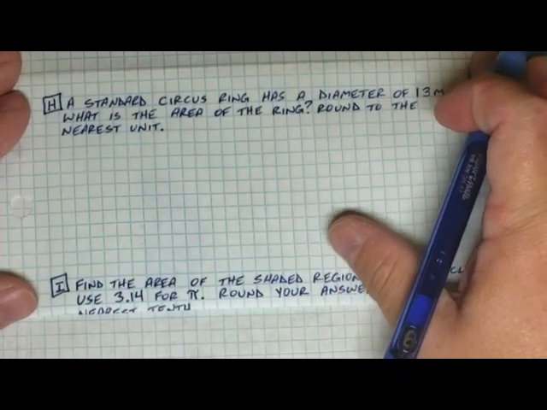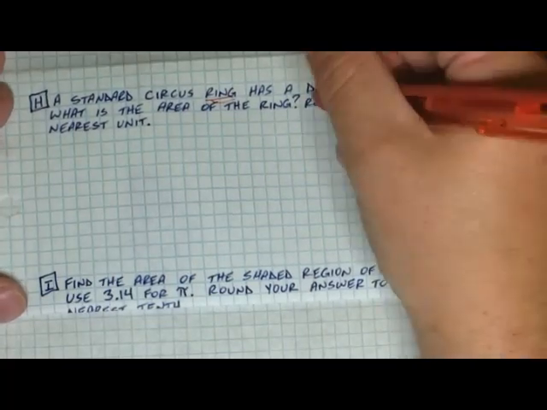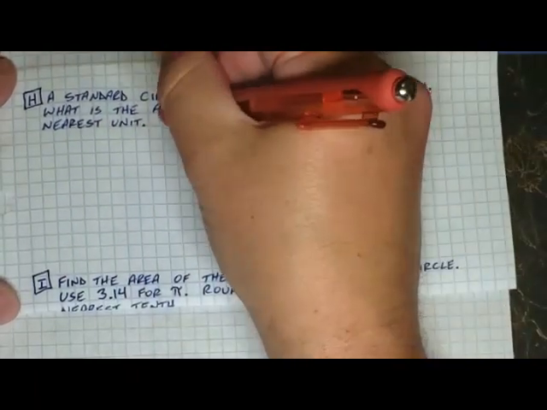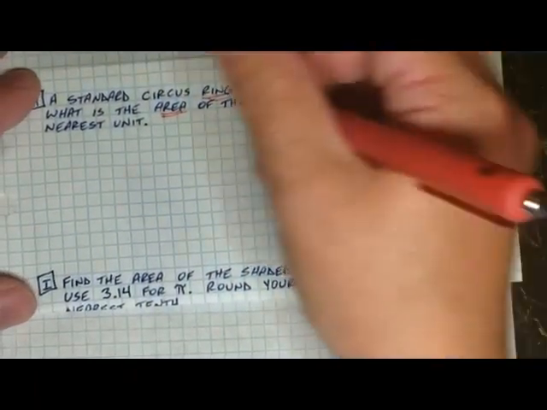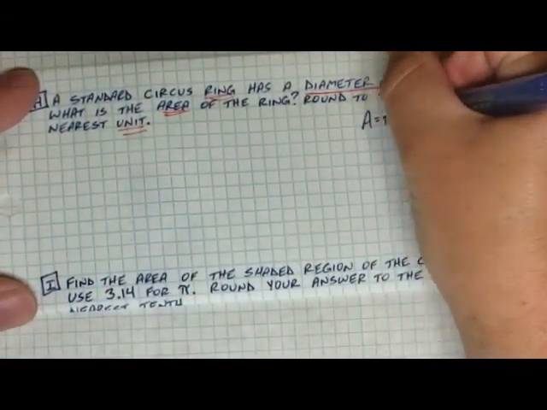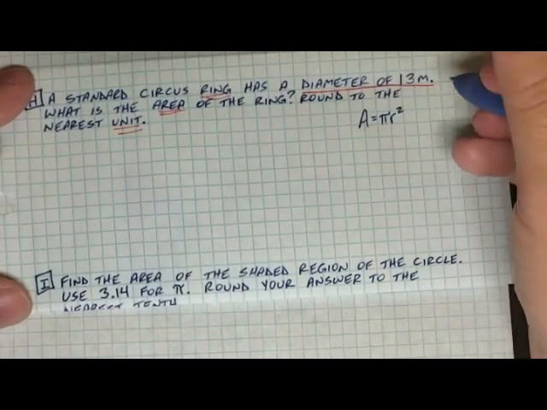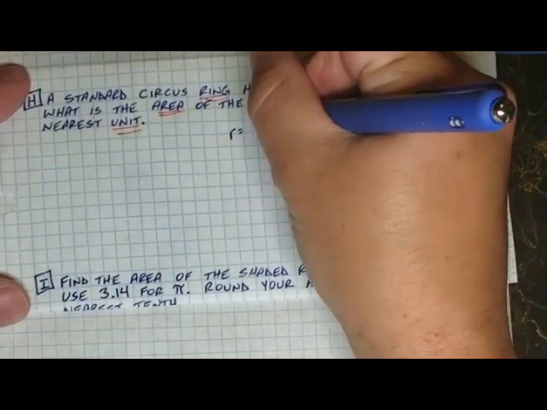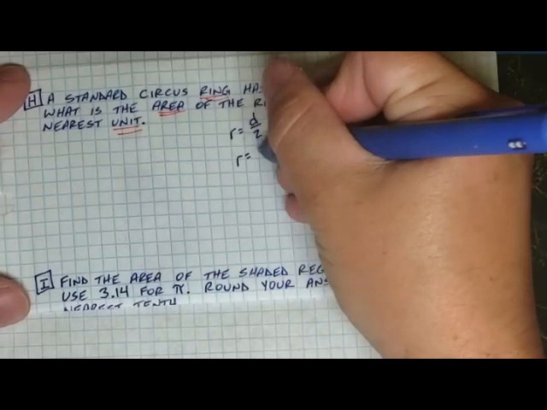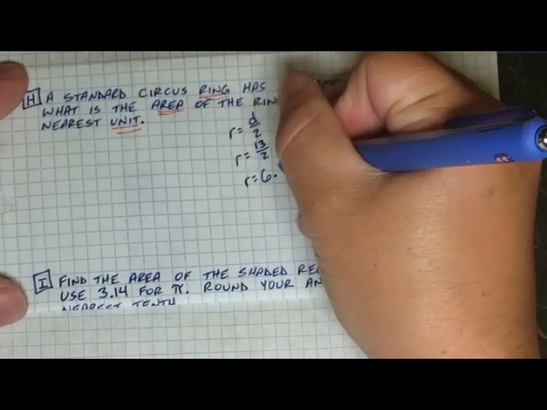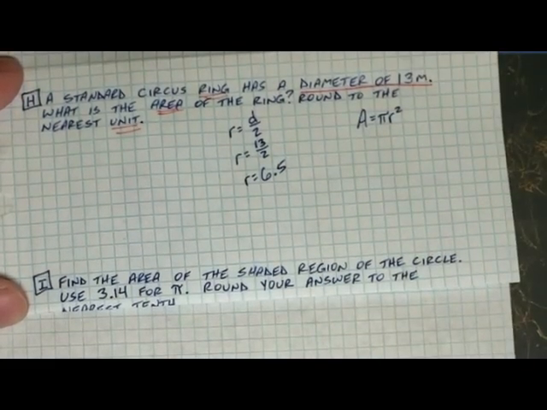A standard circus ring, okay, it's a circus ring, which means it's a circle, has a diameter of 13 meters. What is the area of the ring? And this one says to round to the nearest unit. So we want the area, pi r squared, but they gave us the diameter, so we need to halve that to find the radius, right? So if the diameter is 13, the radius would be 6.5. Half of 13 is 6.5.